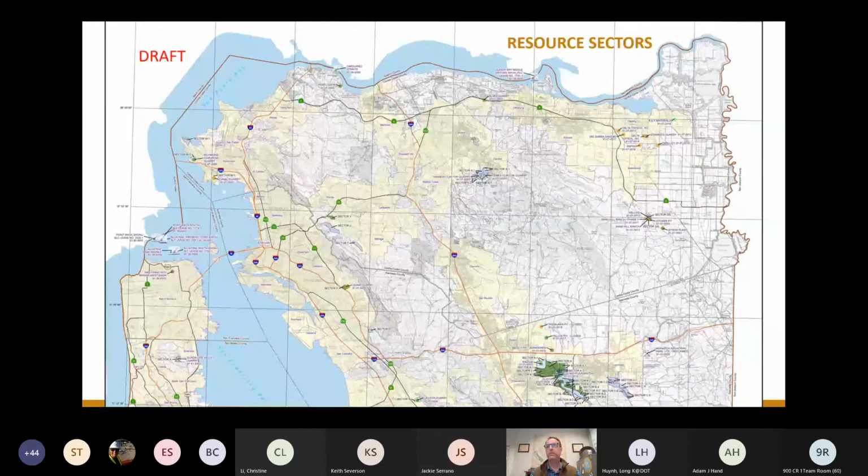Here's the sectors. Okay, so this is another update that we did. It's draft. It's just another way of looking at things. So we took all those green areas, and these are what show up as sectors from the 96 report. So this is a starting point for us, and then we're going to build off of it.